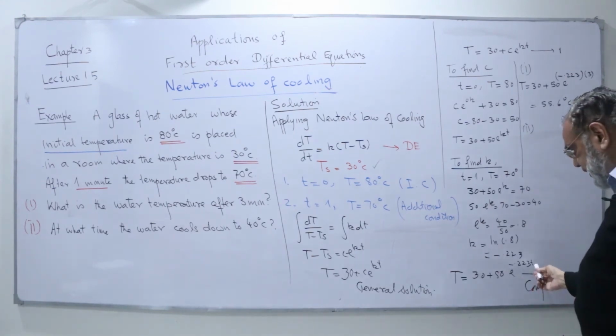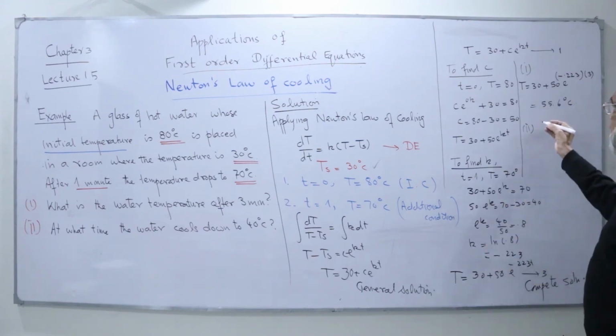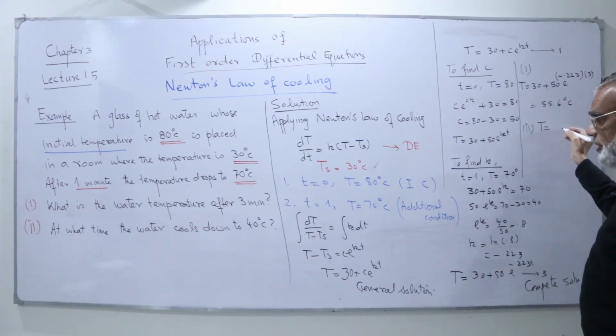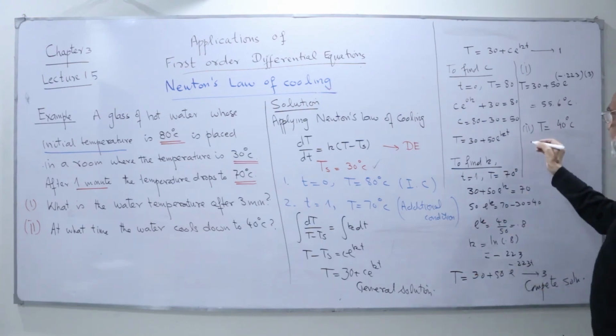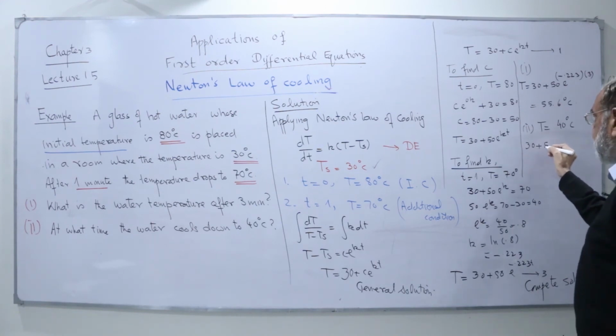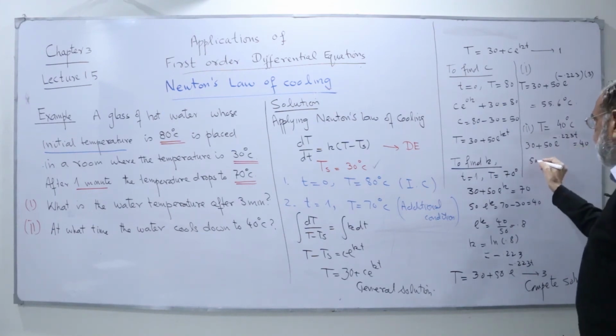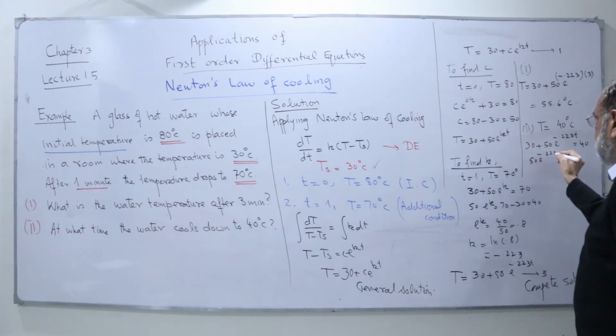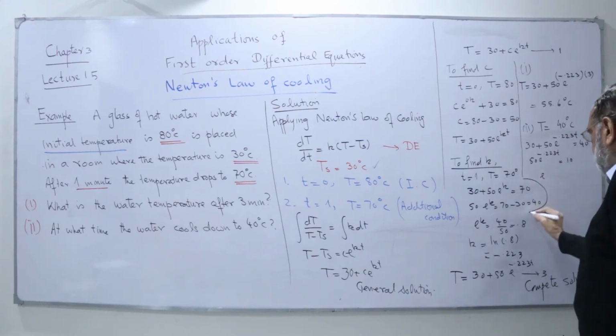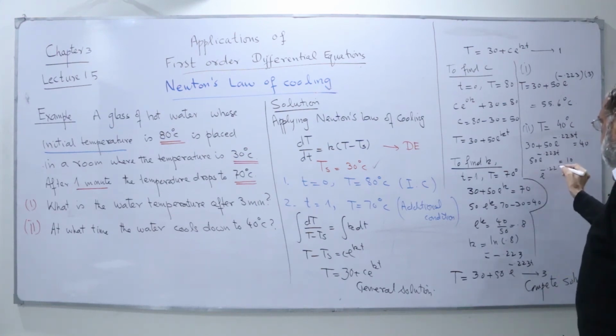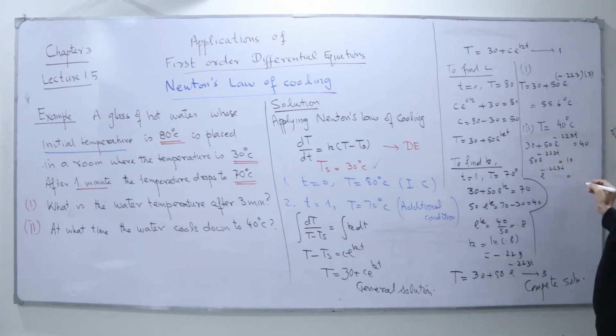And number 2 is: at what time does the water cool down to 40 degrees centigrade? So I want to find t. I'm given capital T, the temperature of the water, which is 40 degrees centigrade. I put the value of T here: 30 plus 50 e to power minus 0.223 t is equal to 40. I simplify this: 50 e to power minus 0.223 t is equal to 40 minus 30, which is 10. So e to power minus 0.223 t is equal to 10 over 50, which is 0.2.